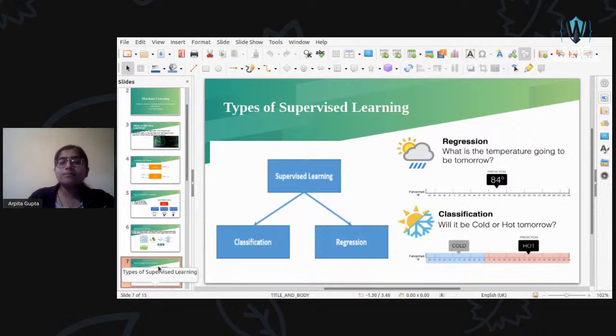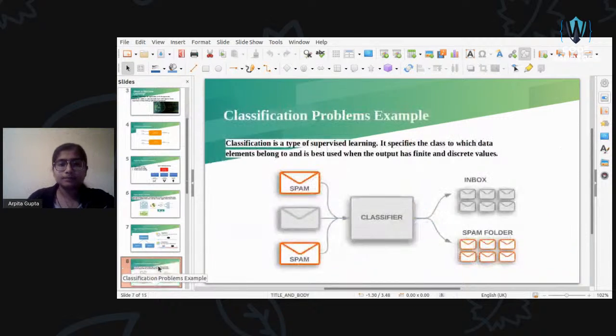I've included an example here in the slides as well. For example, what is the temperature going to be tomorrow? This is a regression problem because the temperature value can be continuous. And the classification problem I have included is, will it be cold or hot tomorrow? Here it is a classification problem, because there are two classes, cold and hot, and accordingly the weather would be classified. This is the basic and key difference between classification and regression.